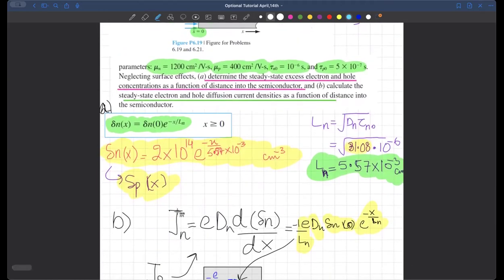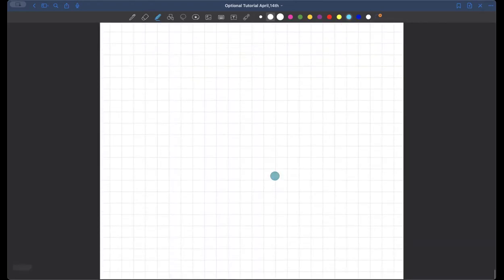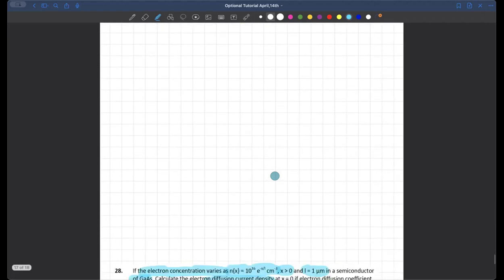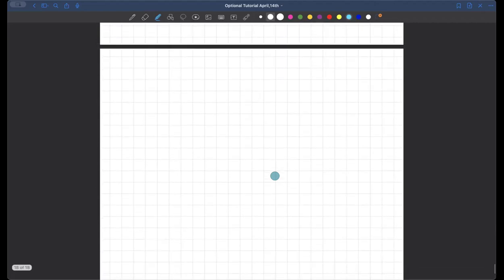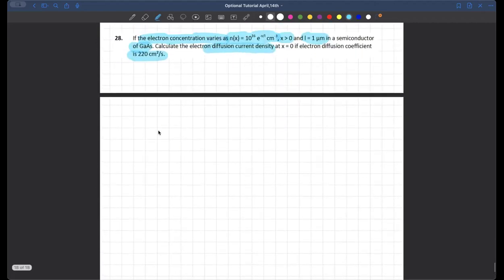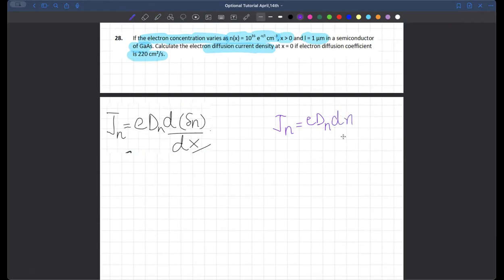Yeah, I can take this. It's going to be a similar expression. Electron concentration varies, okay. The electron diffusion current density, so it should be like, they are clearly stating this to be this thing.